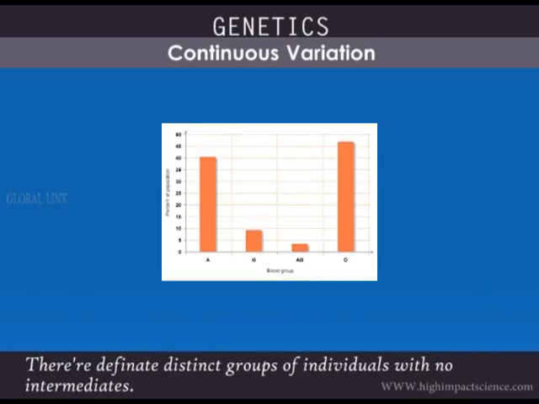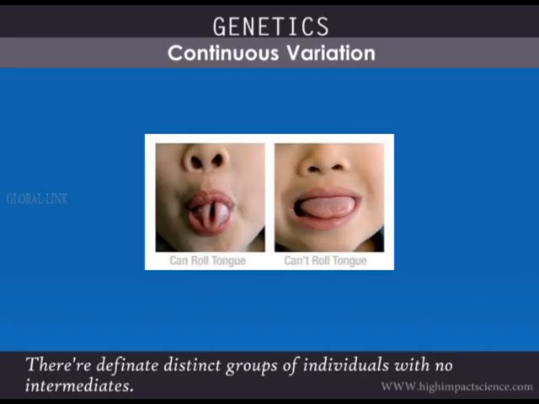In discontinuous variation, there are definite distinct groups of individuals with no intermediate forms. Here, individuals fall into a number of classes or categories where features cannot be measured across a complete range. This variation is controlled by genes with little or no effect from the environment. You either have the characteristic or you don't. For example, you are either a tongue roller or not. You cannot be in between.